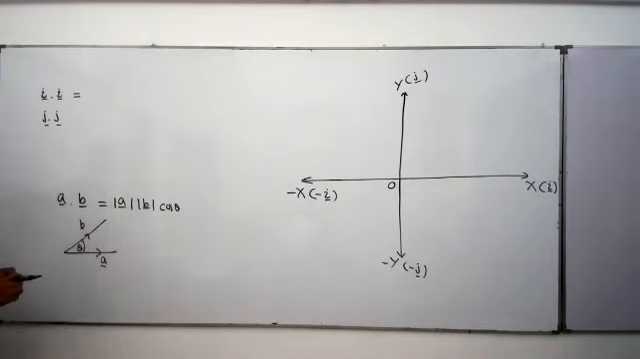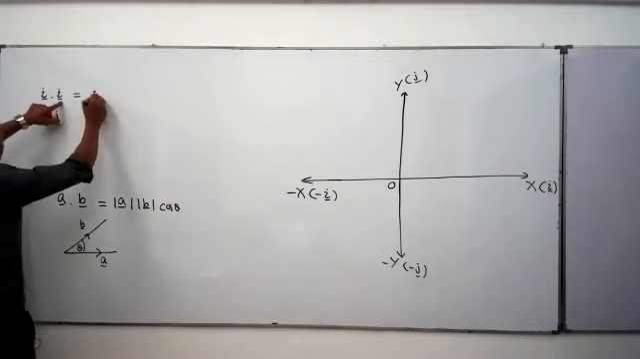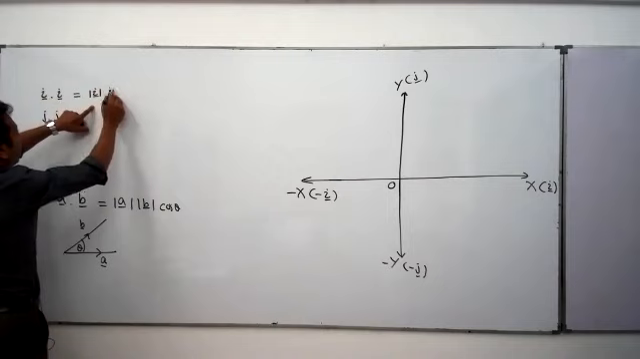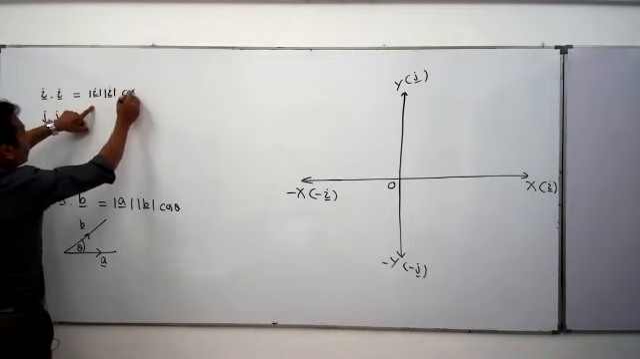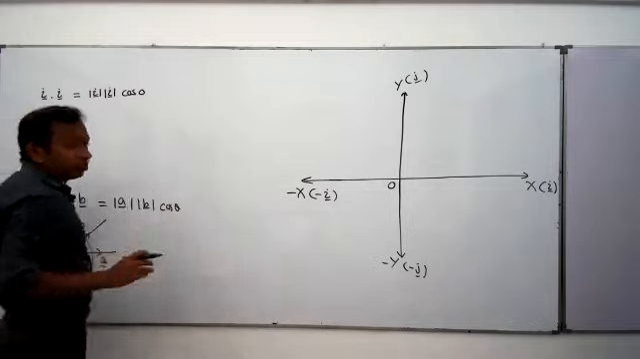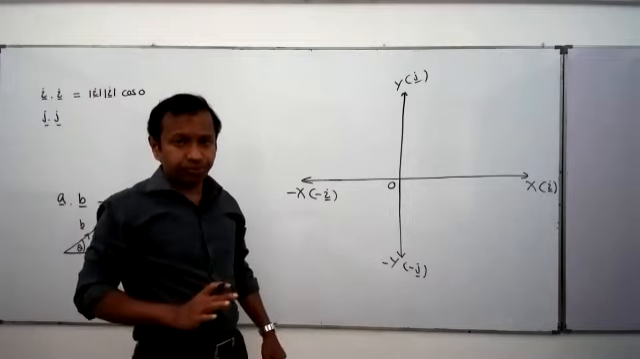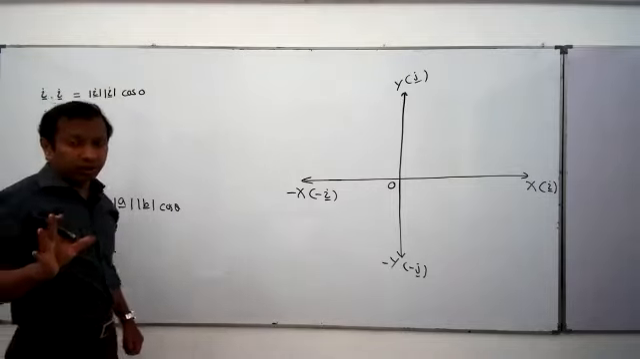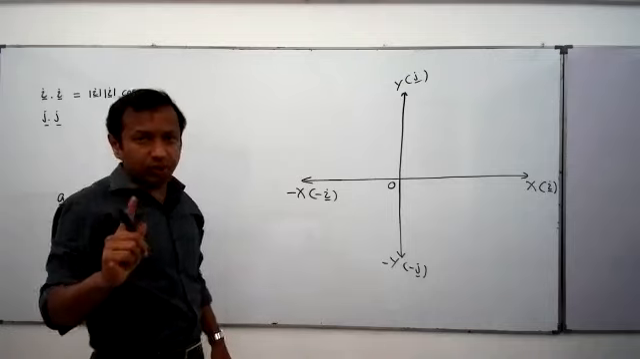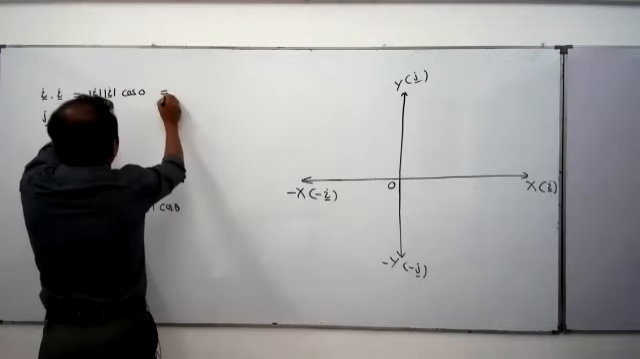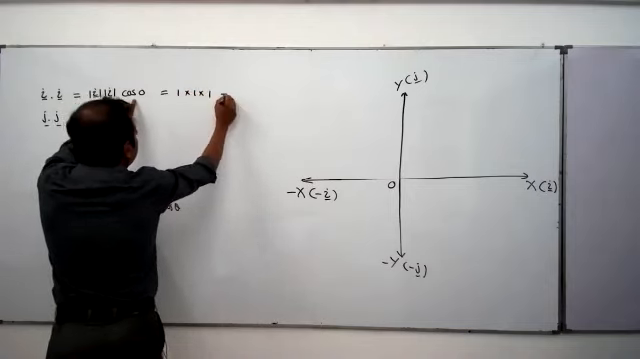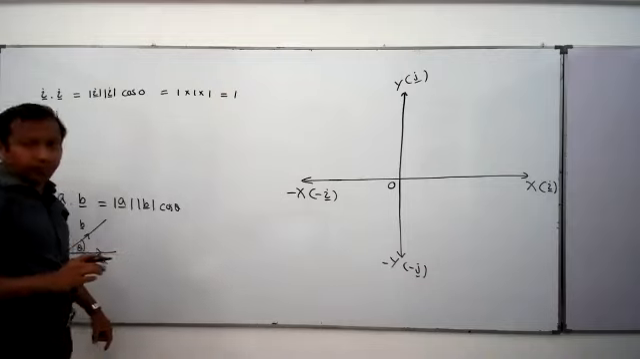Now, when we apply this definition of a dot b for i dot i, then this is modulus of i, again modulus of i, and cos 0. Because between i and i the angle is 0, right? Then modulus of i, i is a unit vector, so its modulus is 1, people. So this is 1 multiplied by 1 multiplied by cos 0, which is also 1. So this is nothing but 1, okay?